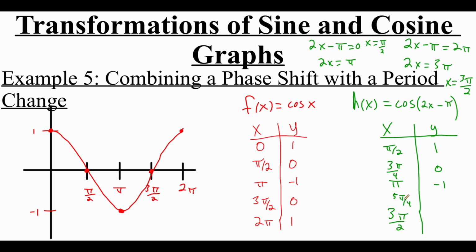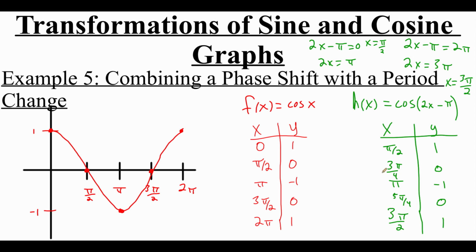If I plug in 5 pi over 4 times 2, I get 5 pi over 2. But if I subtract pi from that, I should get 3 pi over 2, and the cosine of 3 pi over 2 is 0. Now if I plug in 3 pi over 2, 3 pi over 2 times 2 is just 3 pi. 3 pi minus pi is 2 pi, and the cosine of 2 pi is 1.